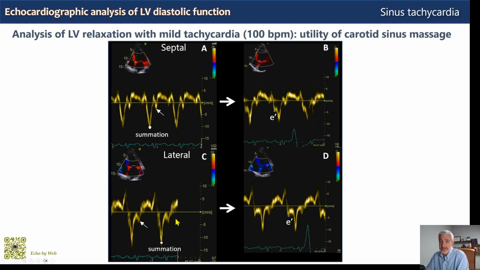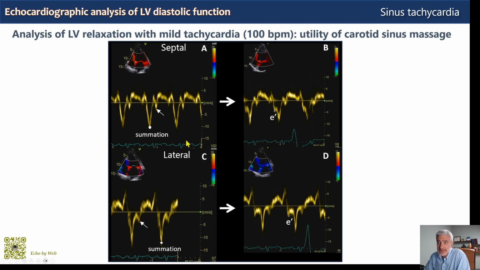And we have the same situation here using tissue Doppler, septal and lateral. Okay, baseline in A with the sinus carotid massage in B. So in the baseline, the white dot shows the summation wave here, this one. And with slowing of heart rate, this wave, you can see, becomes a biphasic wave with an E prime and an A prime, septal. And here on lateral, the same thing. This is the summation wave. And then we have an E prime and an A prime during slowing of heart rate.